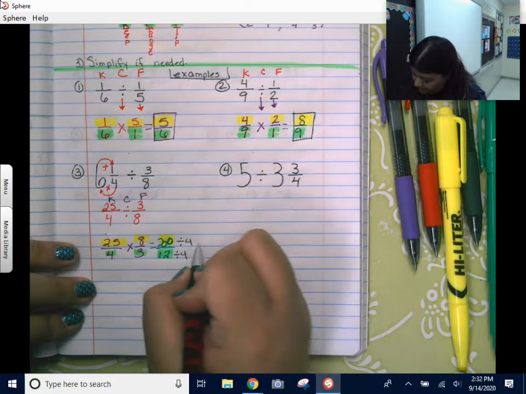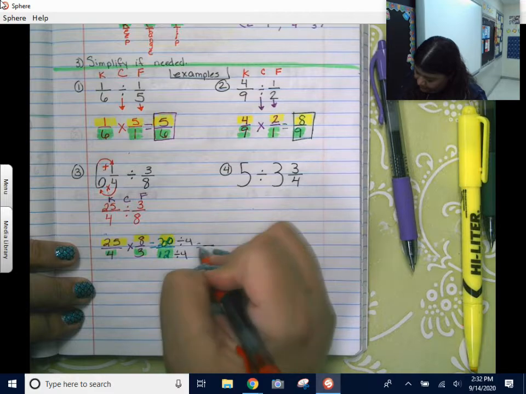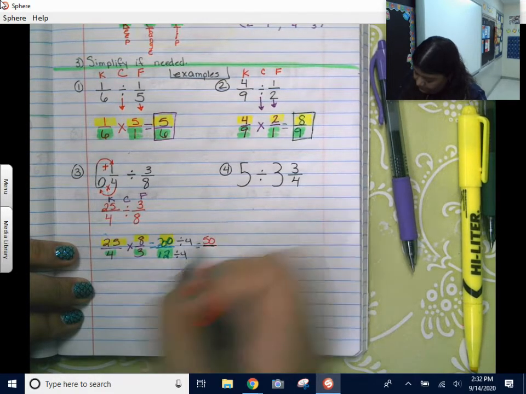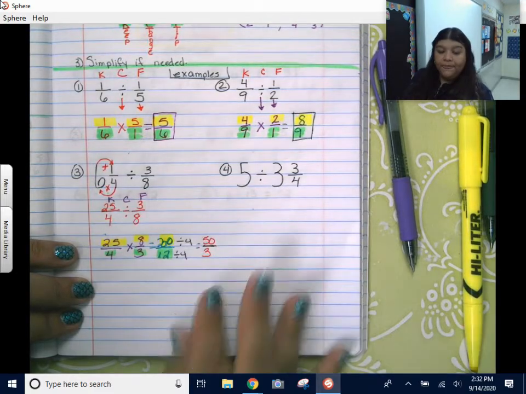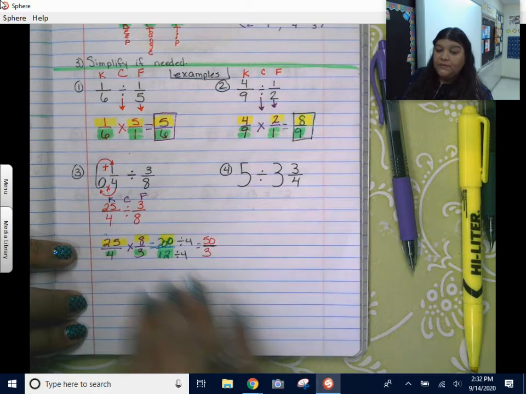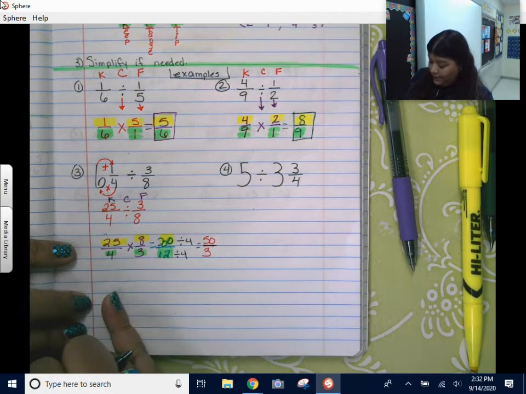So when I divide this out, let's see what we get. 200 divided by 4 is 50. And 12 divided by 4 is 3. Now, I can't go any further. So far that's my final answer, but I see that it is improper. So I need to go ahead and divide it out.